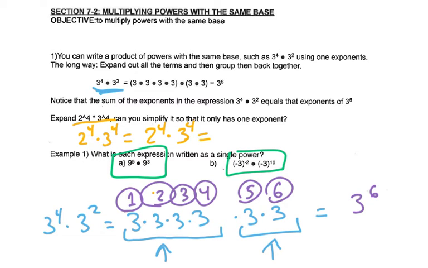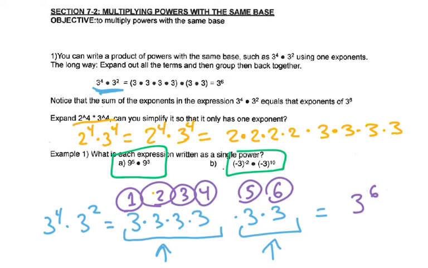Well, I mean, think about it. 2 to the 4th means 2 times 2 times 2 times 2. And 3 to the 4th means 3 times 3 times 3 times 3. What can you do with that? There's nothing you can do there, right? It is what it is. So there's no direct way to do that.